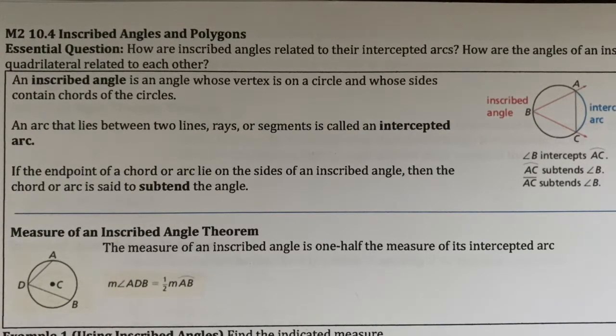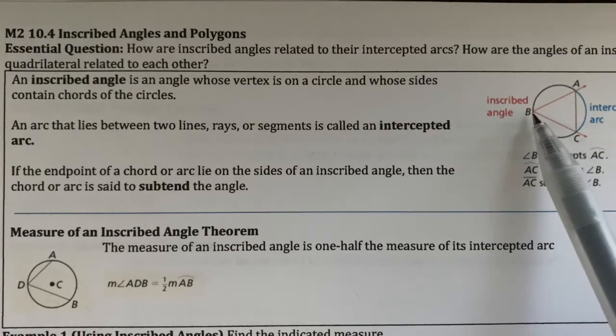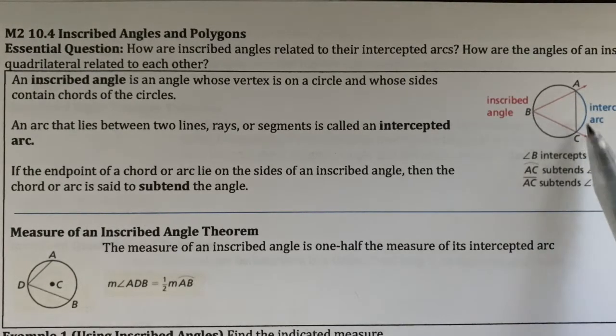In 10.4, we are going to be looking at inscribed angles and polygons inside of circles. And we're going to start off with some vocab. Now, an inscribed angle is an angle whose vertex is on the circle and whose sides are chords of the circle. Here's an example of an inscribed angle, this angle ABC.